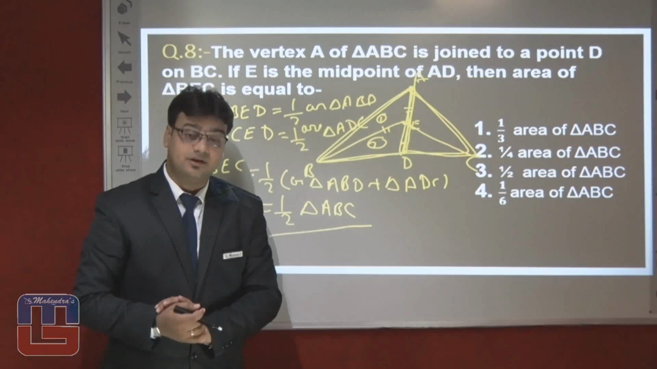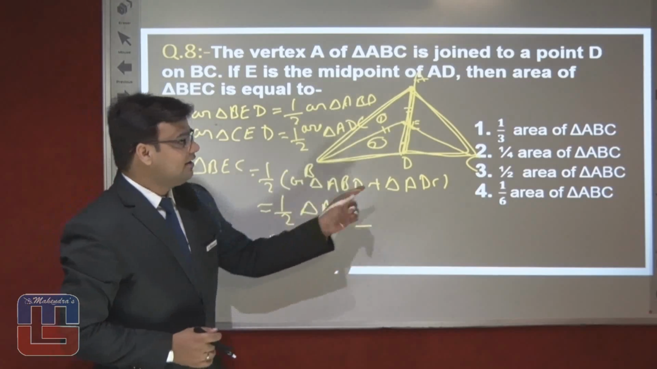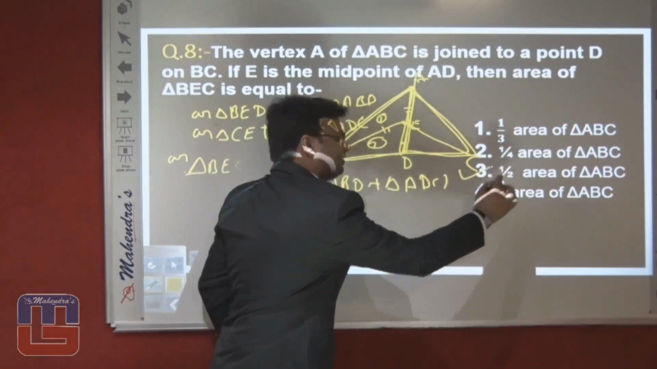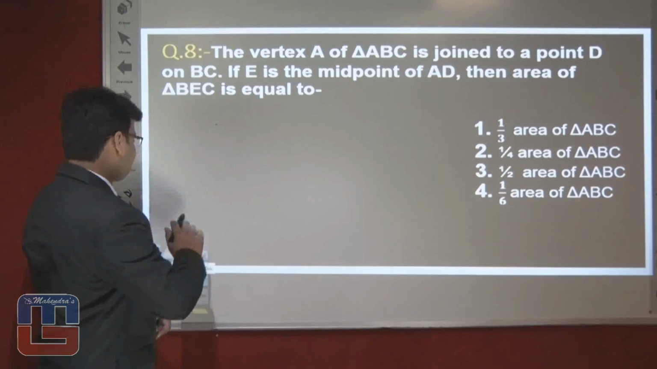Check in which option it is 1 by 2 of ABC. It is the third option, so our correct answer is the third. Okay, next question.